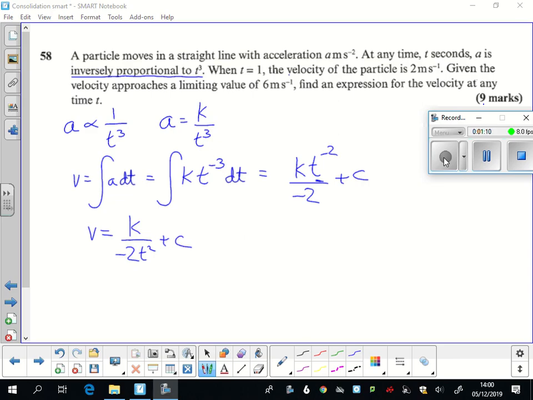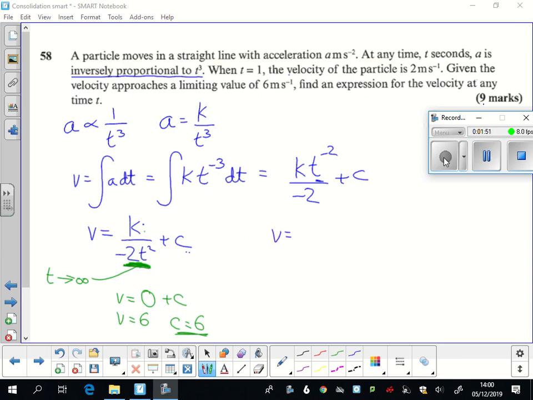Two pieces of information, and we're going to use them to find out what c and what k is. I'm going to go for the weird one first. As t tends to infinity, what's going to happen to this? As t keeps getting bigger and bigger, this whole bit here is going to get bigger and bigger, and so a number divided by something incredibly big is going to be close to 0. And so as t gets close to infinity, the velocity is 6, and so from that one I can figure out that c is going to be 6.